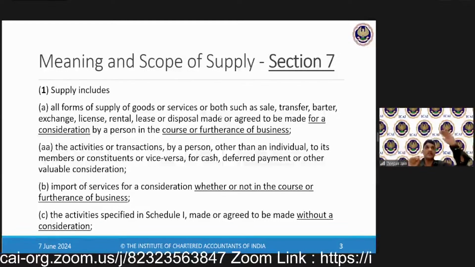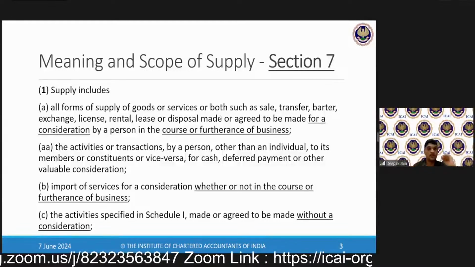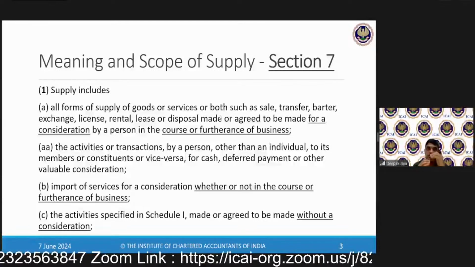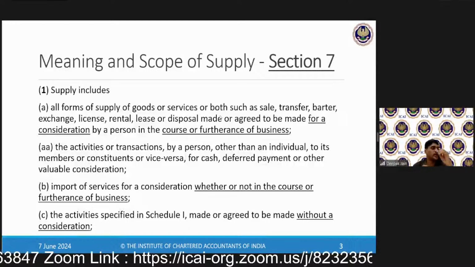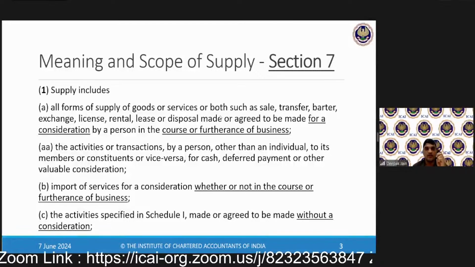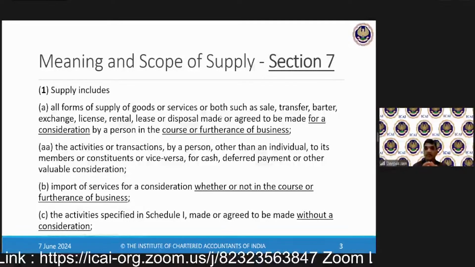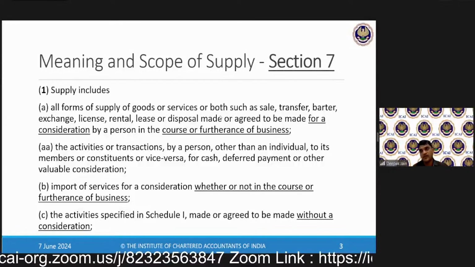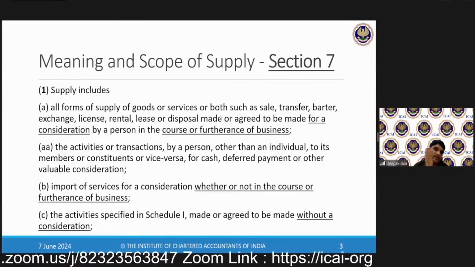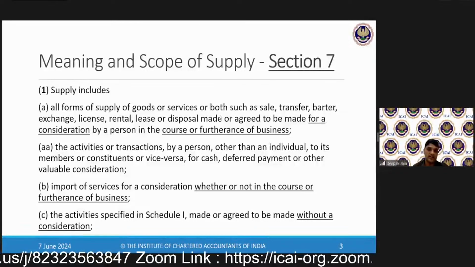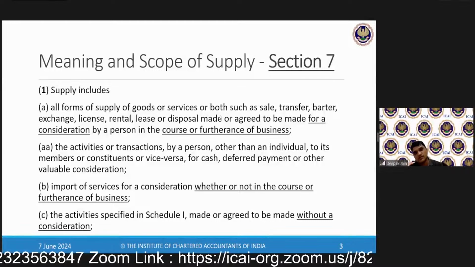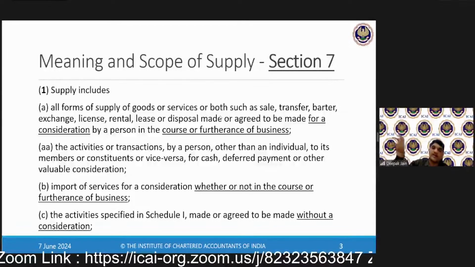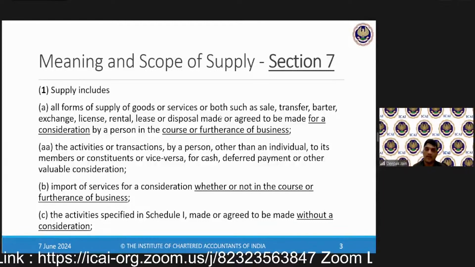Okay, so first 7(1)(a) says two requirements. It should be in the course of furtherance of business and there should be a consideration. Then slowly exceptions came in. 7(1)(b) said when you're doing any import of services, now if there is a consideration, even if it is not for the course of furtherance of business, still it will be supply. Then 7(1)(c) came in and it said that, okay, if you do any kind of transaction which is in the course of furtherance of business, but there is no consideration, still some activities which are specified in Schedule 1 will be liable to GST.